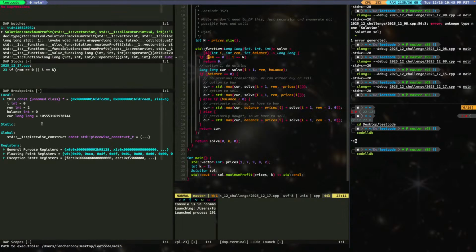Yep. All right. So I is 0. Remaining 2, balance is 0. And we say remaining is 0. No. I is equal to n. No. Go on, and then we'll solve. This is do nothing. Right, so we'll do nothing. Remaining, yeah, then we go all the way to the end.